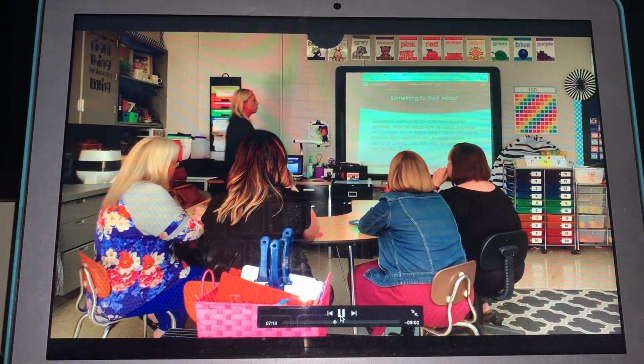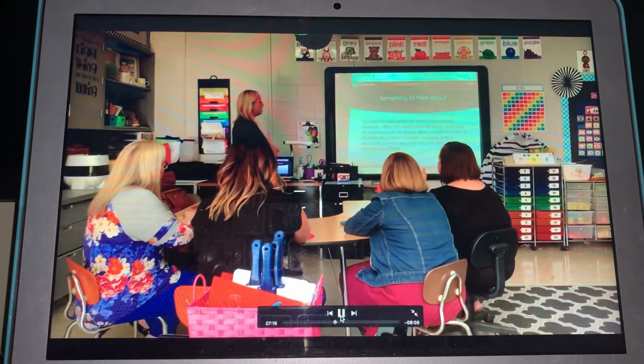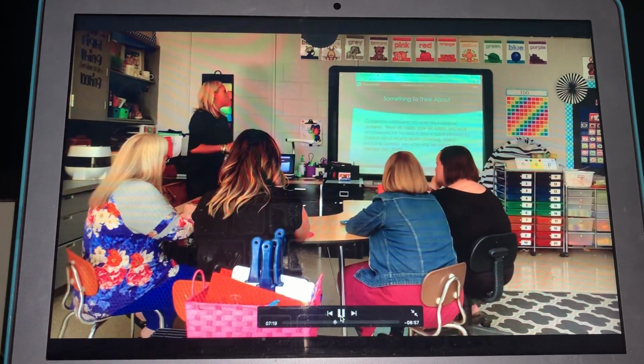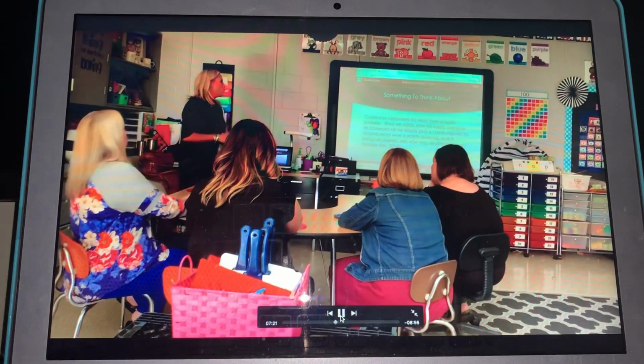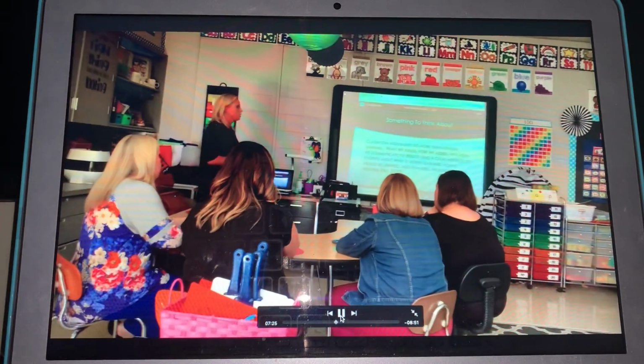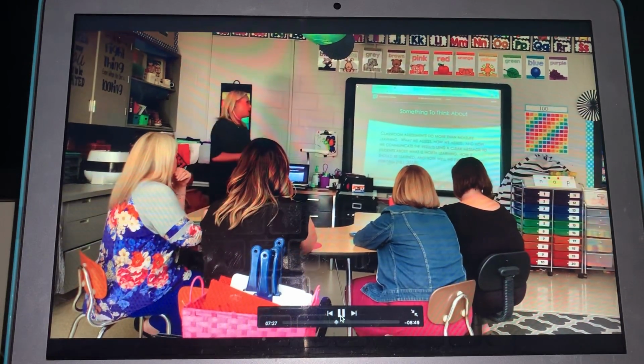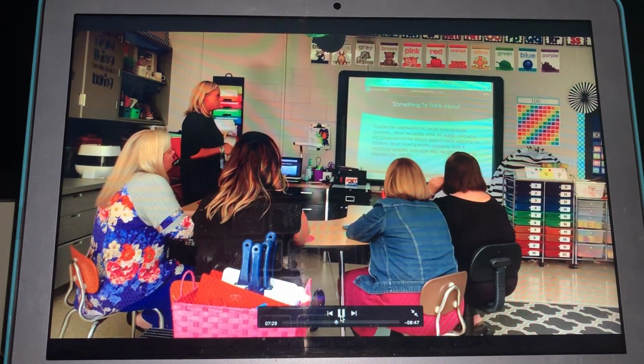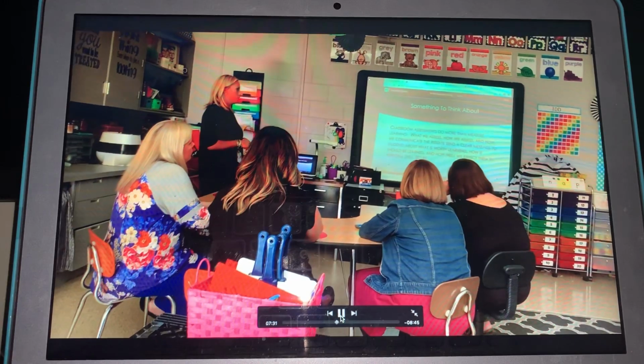This was something that I just wanted everybody to think about for a second. It says classroom assessments do more than measure learning. What we assess, how we assess, and how we communicate the results send a clear message to students about what is worth learning, how it should be learned, and how well we expect them to perform.